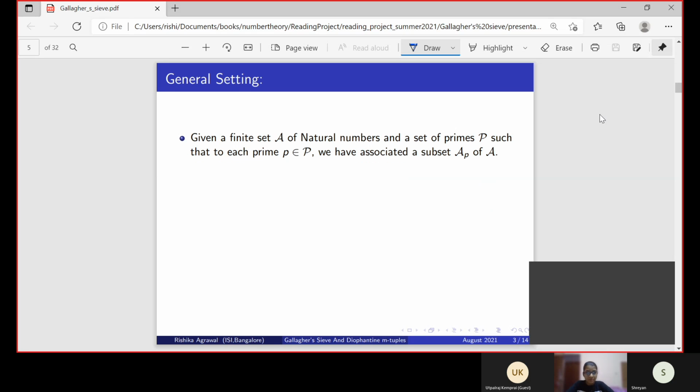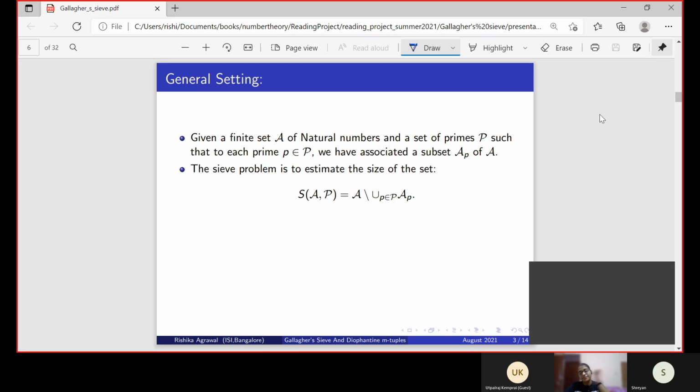Okay, moving further. Now we'll look at the general setting in which we'll use the sieve techniques. We are given a set A of objects, for the sake of number theory generally natural numbers, and a set of primes P such that we associate a subset A_p of A with each p in P. The sieve problem is to estimate the sieve function, which is defined as S(A, P) equals A minus the union of A_p over all p in P.